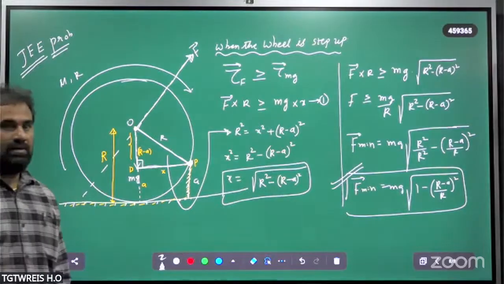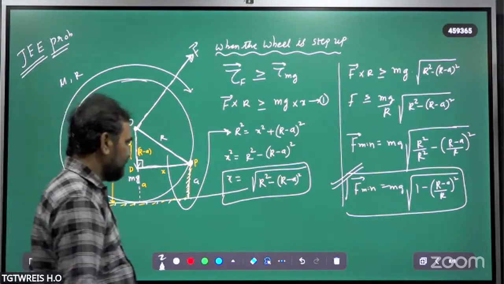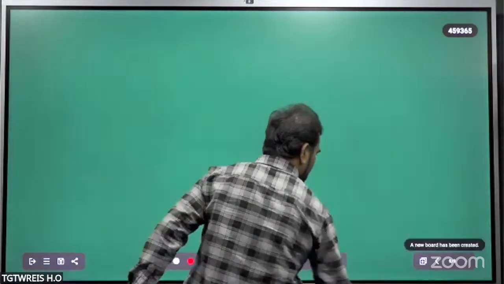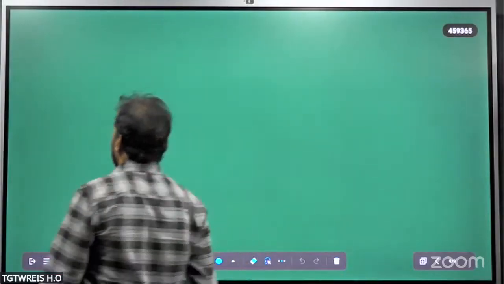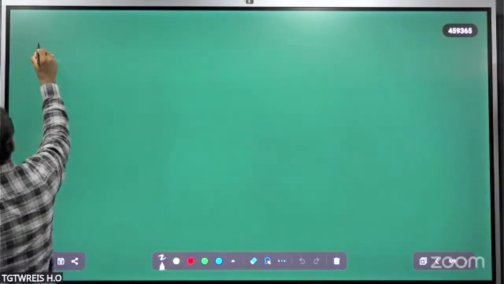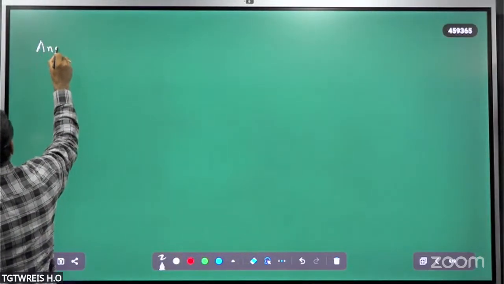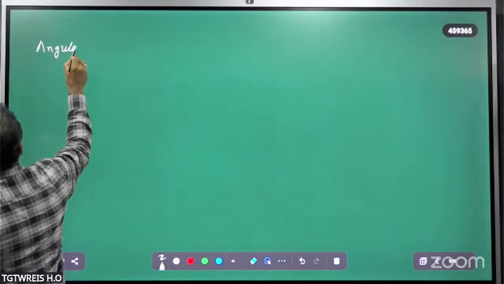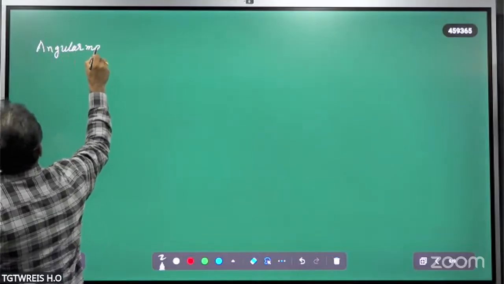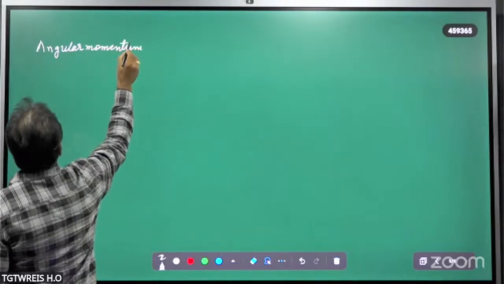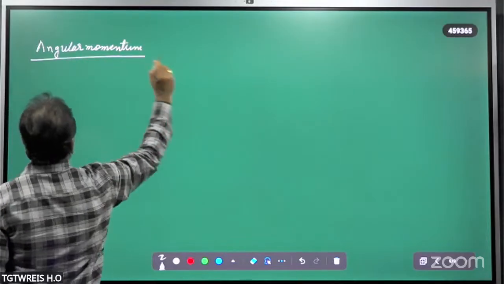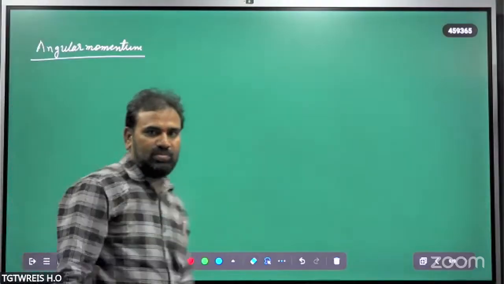Next is angular momentum. What is angular momentum? Next concept is angular momentum. Angular momentum. What is angular momentum?